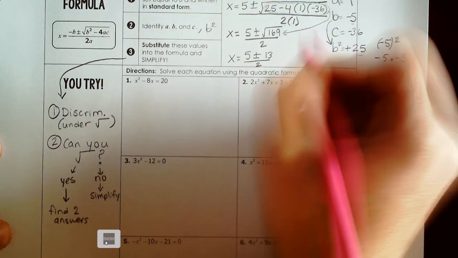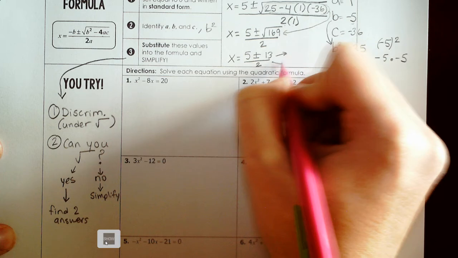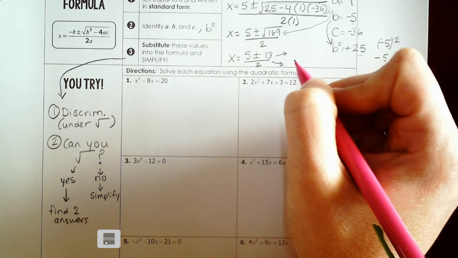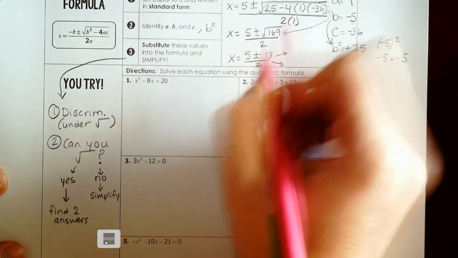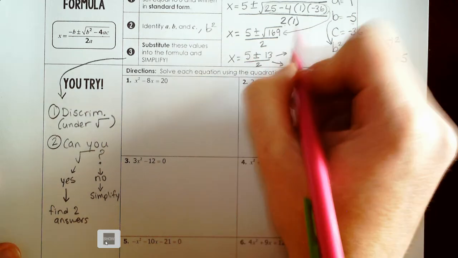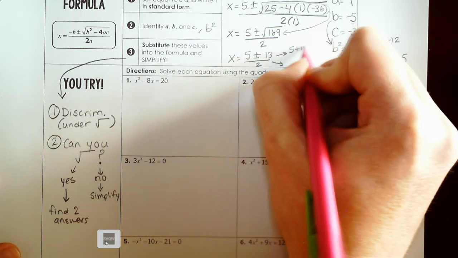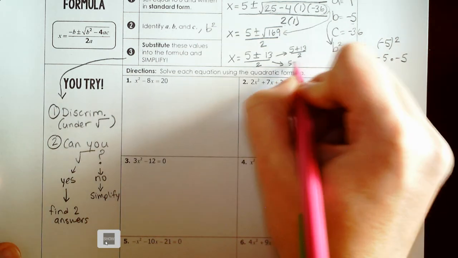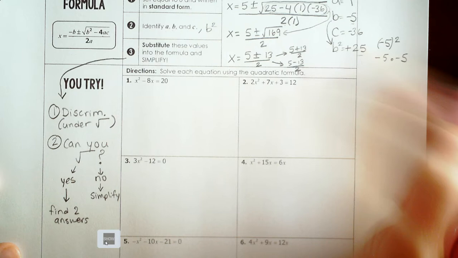Okay, and here's what that means. Remember when we did solve by factoring and square root that you typically have two answers because the parabola crosses in two places? So here, this plus and minus breaks this down into two problems. So our first problem would be 5 plus 13 over 2. And our second problem would be 5 minus 13 over 2.